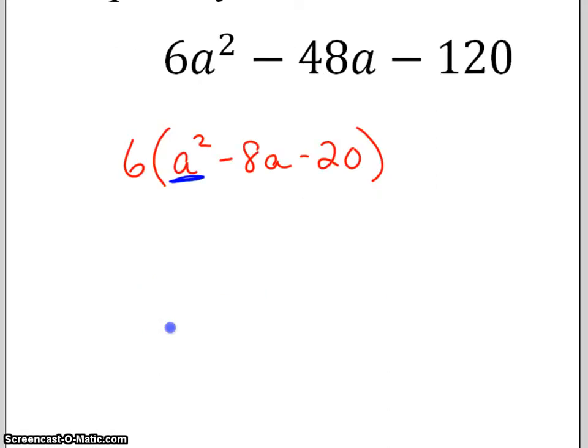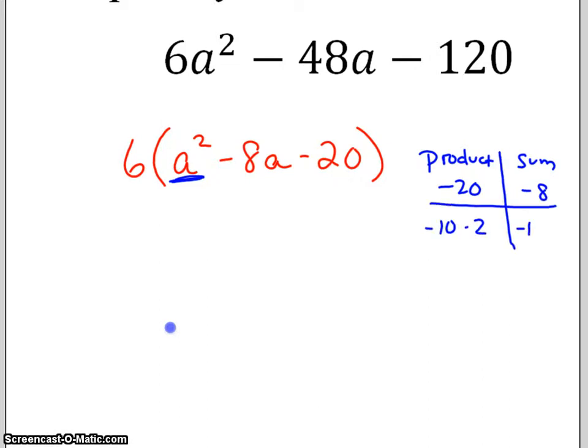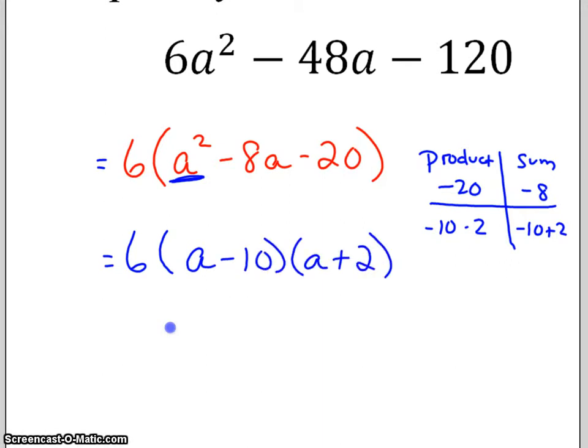So now really all we're doing is we're going to try to find two numbers whose product is negative 20, the last term, and whose sum is negative 8, the coefficient of the middle term. And that's going to be negative 10 and 2. So negative 10 plus 2 is negative 8. And really that's just what we get. It becomes 6, don't forget to bring that down, a minus 10, and then a plus 2.